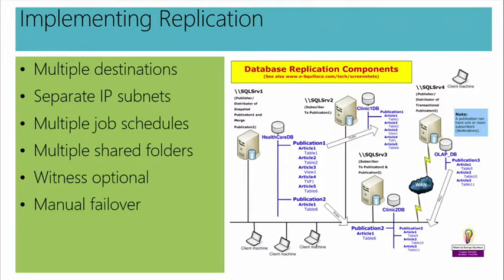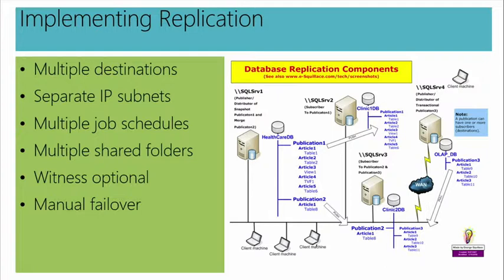So how do I implement that? What are the different steps that go into it? Well, taking a look at implementing replication, there are lots of things to like when it comes to high availability because I'm duplicating data. You'll notice it can support not only one subscriber, but I can have multiple subscribers for one publication.